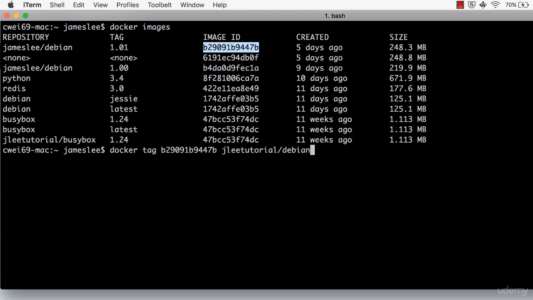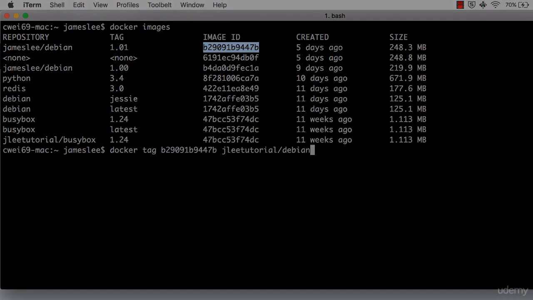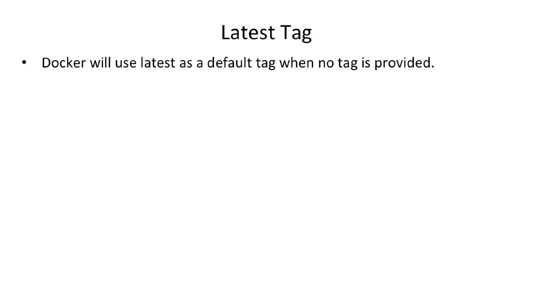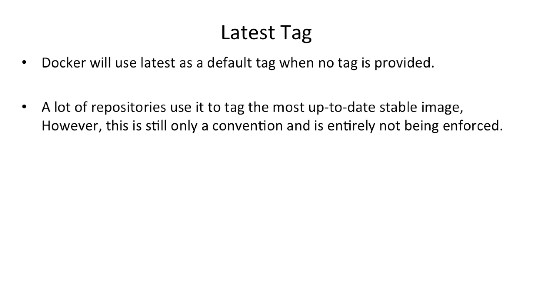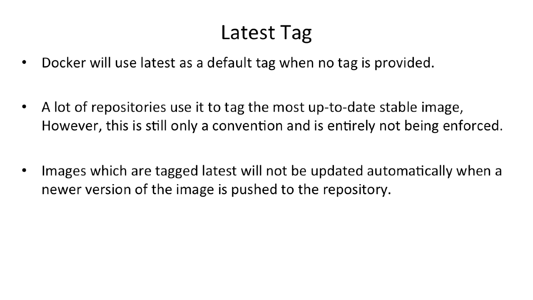But try not to use the latest tag unless you have to. Let me explain why. Docker will use latest as a default tag when no tag is provided. But beyond that, the latest tag has no special meaning. A lot of repositories use it to tag the most up-to-date stable image. However, this is still only a convention, and it's not being enforced. Images which are tagged latest will not be updated automatically when a newer version of the image is pushed to the repository. If you're shipping Docker images to a production environment, you should just ignore the latest tag.